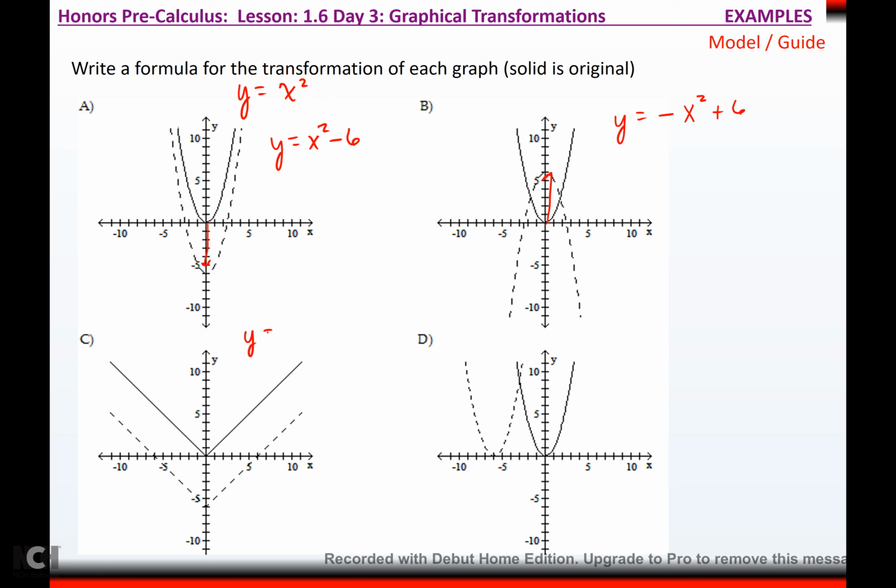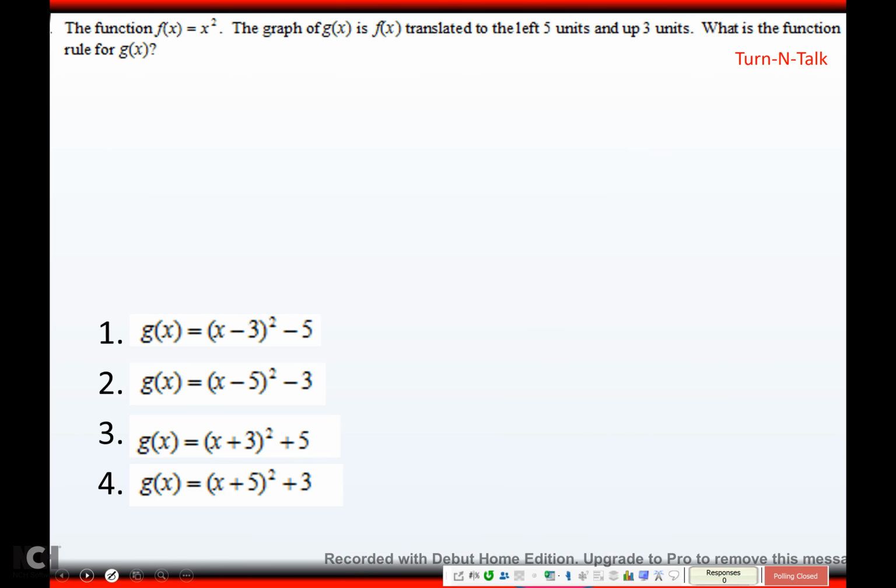Here, your mother function is the absolute value of x, and black is original, so dotted, all they did was went down 6, so my function would be the absolute value of x minus 6 on the outside. We're back to a mother function of x squared. They went left 6, which means inside my square, I'm going to go left 6, which means I add 6.